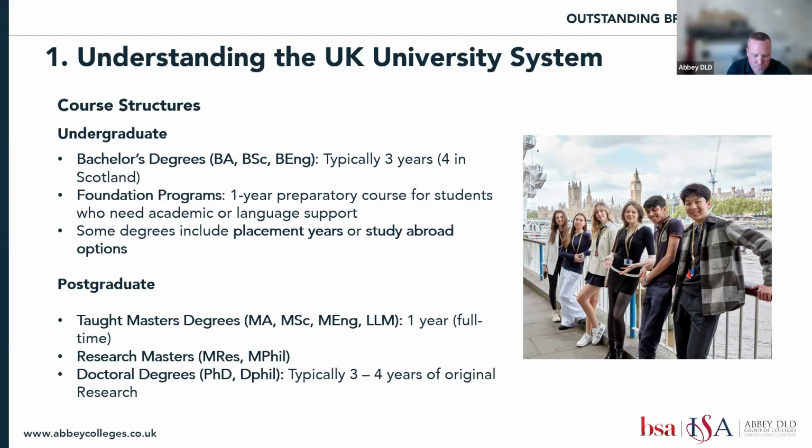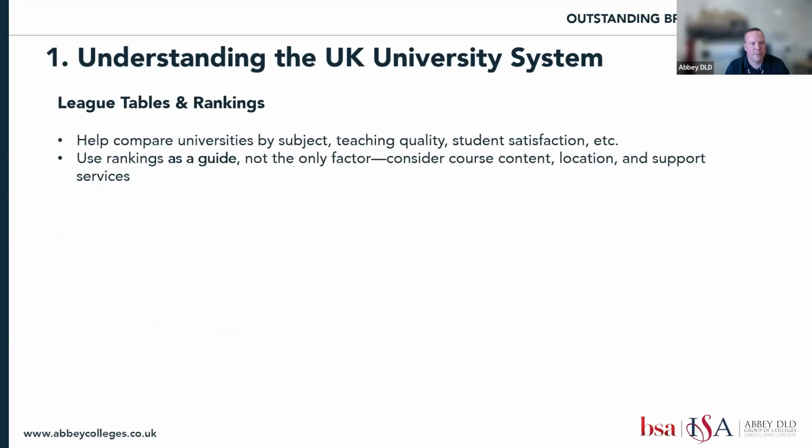Okay, so we've talked about the university system, the different types of universities. We've talked about the different courses. When we're looking at universities to consider studying at, it's really important that we understand the different options and the different courses that we might want to study and what might be right for us. But then how do we differentiate between individual universities?